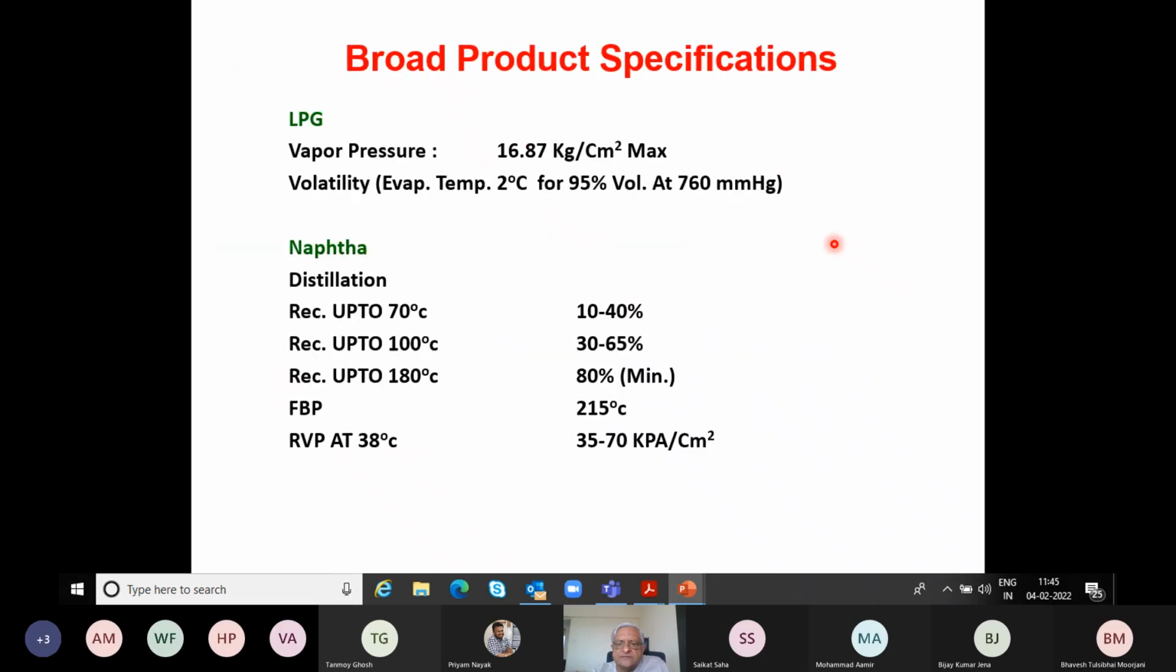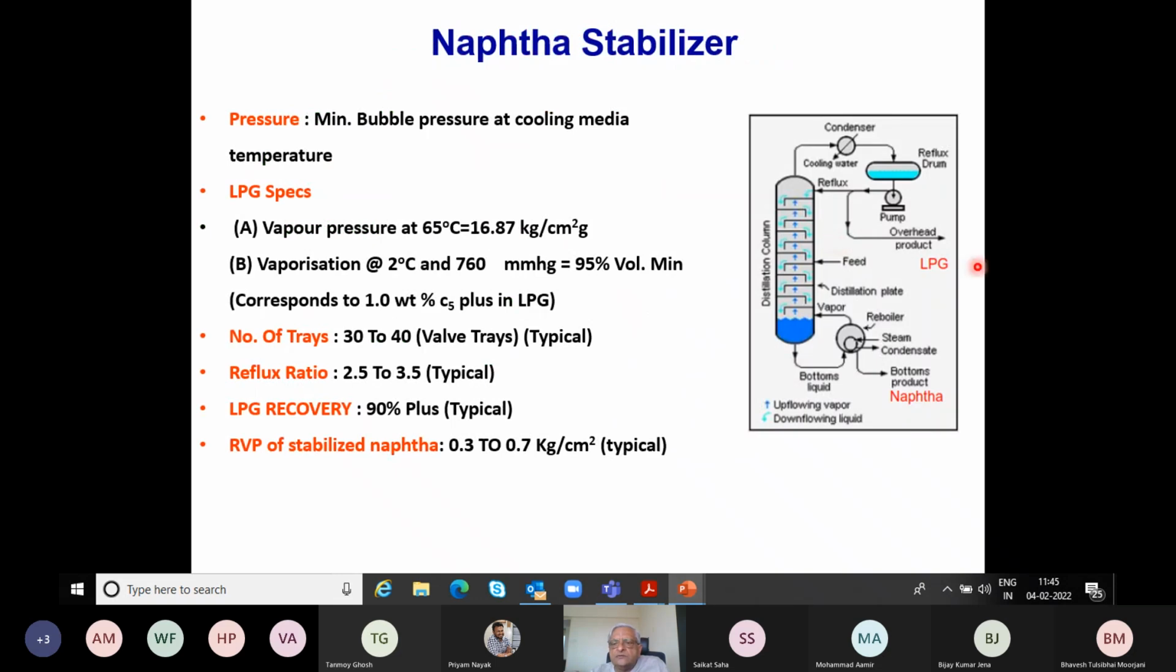If you come to the naphtha stabilizer here, I can control the top pressure by taking out the non-condensables and putting a control valve. I'm sure you have already studied in your process control as well as in mass transfer how pressures are controlled in the distillation column. We don't have time to get into the process control side of things. During some extra time, if you have any questions, I will be very happy to answer them.